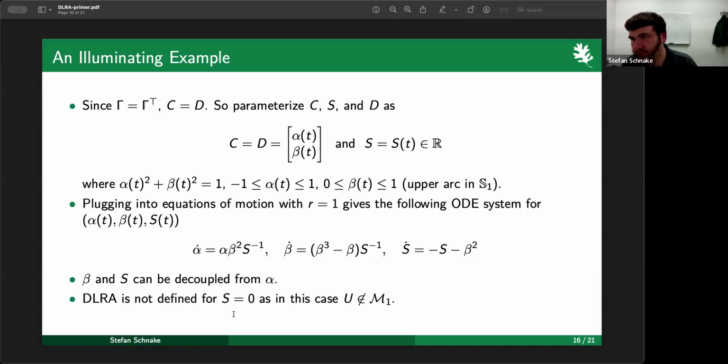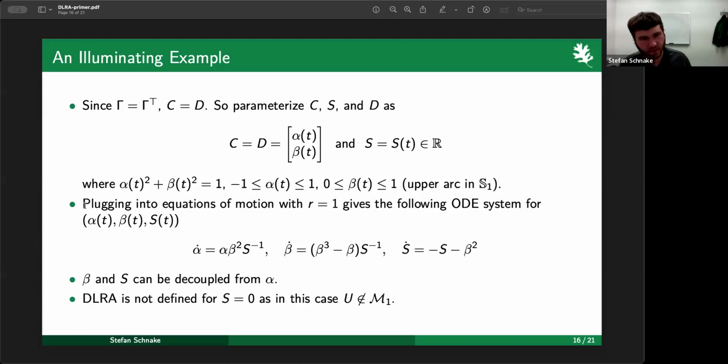Okay, since gamma is symmetric, you can actually show that C equals D, so we can ignore the C and D part, but we're going to parameterize in the same way as some alpha and beta, where S is some free variable. And again, because of the orthogonality conditions, alpha squared plus beta squared equals 1 for all time. And we're just going to assume that alpha can go between -1 and 1, and beta can go between 0 and 1, some like polar sort of decomposition.